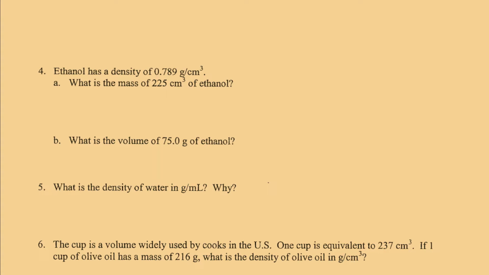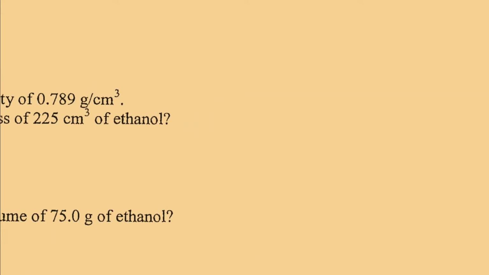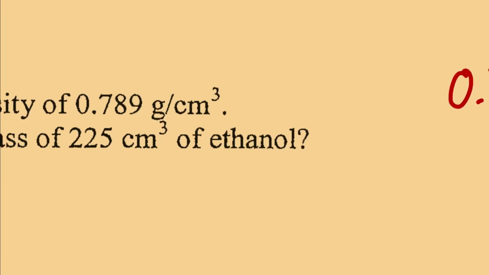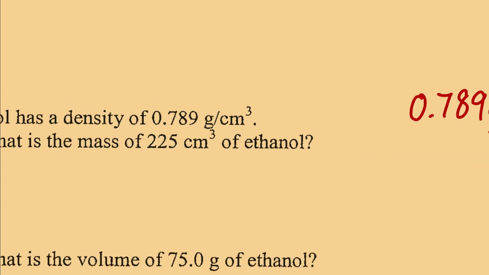All right. So ethanol here has a density of 0.789 grams for every 1 cubic centimeter. Immediately, I'm going to write that like this: 0.789 grams equals 1 cubic centimeter. Every time that I see a density on this page, I'm going to try to write it like this. I'm actually going to do all my math in this way. I'm going to show 0.789 grams is equal to 1 cubic centimeter. That's true for ethanol, because that's the density of ethanol.